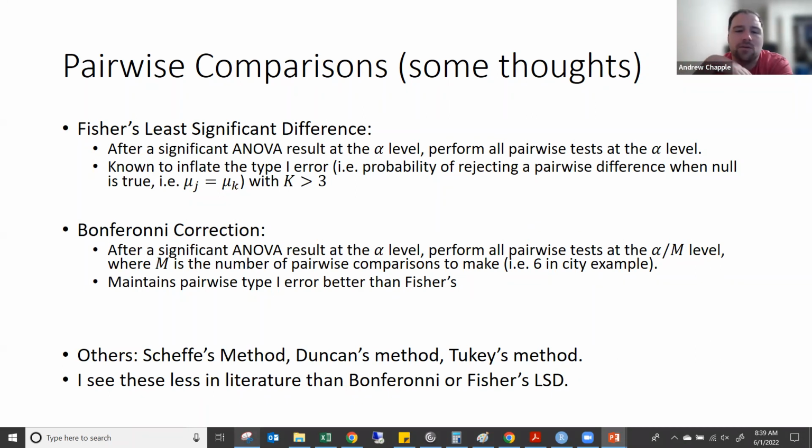There are other ways to do this: Scheffé's method, Duncan's method, Tukey's method. I see these less in literature than Bonferroni's or Fisher's. Honestly, it just depends what you want to do here, how bad is a type 1 error. This is just kind of observational, right? But you can imagine if you incorrectly reject a pairwise difference, that could cost your company millions of dollars or something like that. If that's the case, maybe you want to be a little more conservative and do the Bonferroni correction.